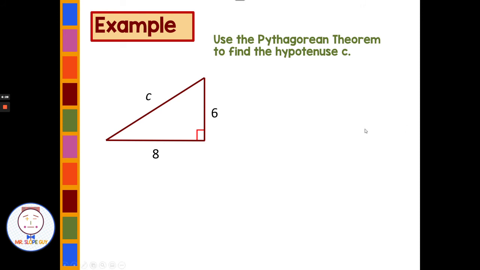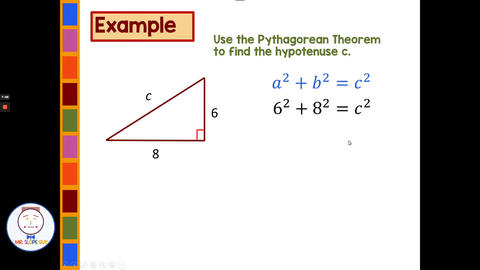So let's say we're missing the hypotenuse. We're missing the long side, the side opposite of the right angle, which means the two legs are 6 and 8. They're always connected by the right angle. And it doesn't matter which one's A or B, but the C has to be the missing side. So start every problem with writing A squared plus B squared equals C squared. Substitute our two legs in, 6 and 8, for A and B in either order. Our C is the missing side, the hypotenuse.